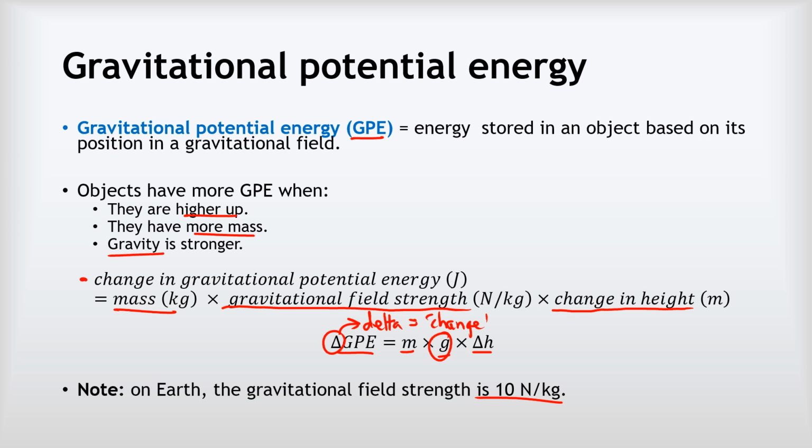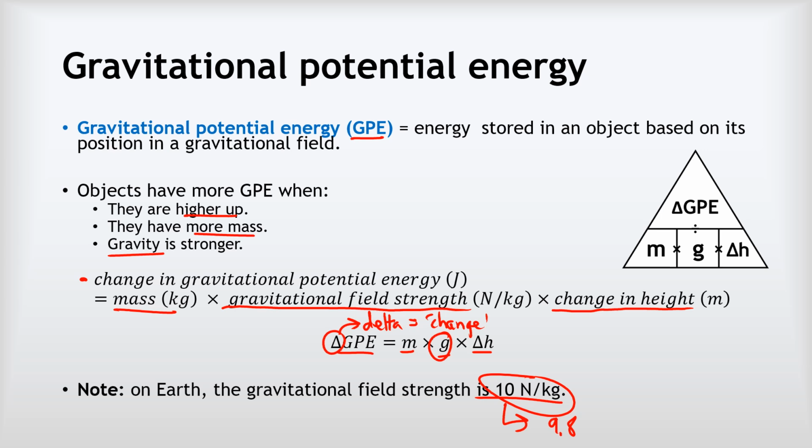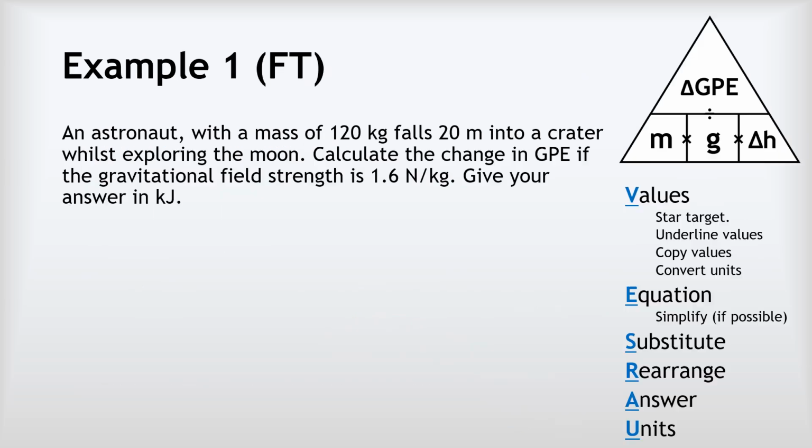It's also worth bearing in mind that the real value is actually something closer to 9.8. And if you use that value in the exams, you will still get the marks. But honestly, keep it simple. Go with 10, because although it's not quite right, it is what the examiners are expecting to see, at least on the Edexcel syllabus. Now, the equation triangle for this looks like this. So we've got delta GPE at the top, and then m, g, and delta h on the bottom.